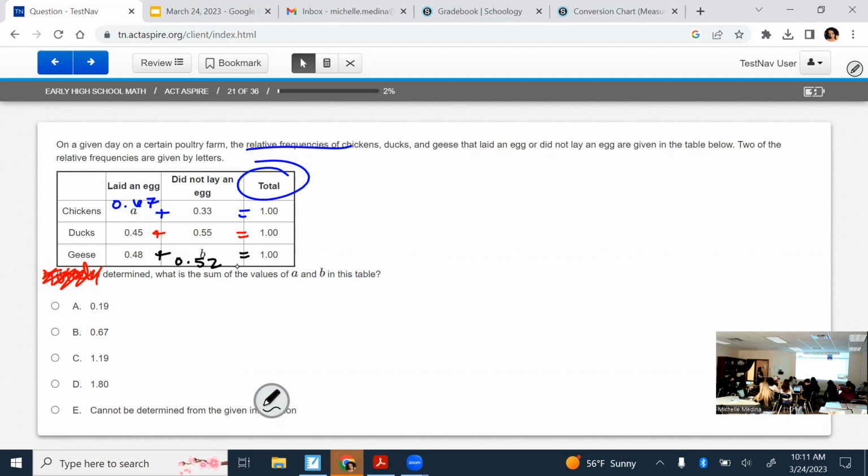And then it says, what is the sum of the values A and B? So A we said is 0.67. B we said is 0.52. What does sum mean? Like add them. And when we add them, we get 1.19. If I remember correctly, doesn't that sound right? But yeah. Questions on this one? All right, so that total column is the one that tells you how to figure out what A and B could be. All right. Others on the practice test?